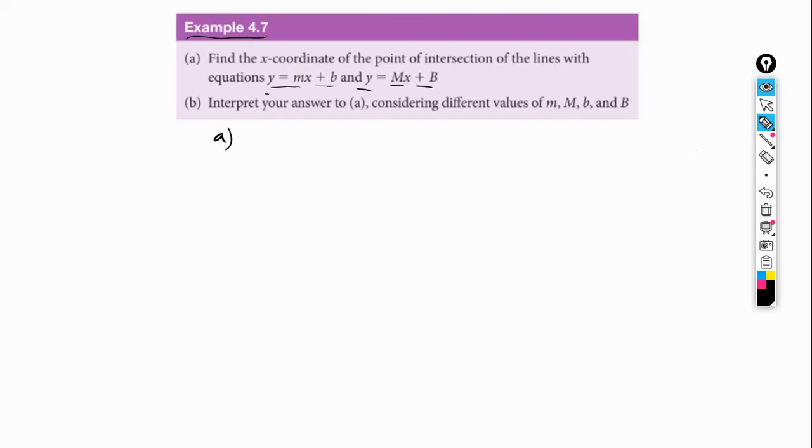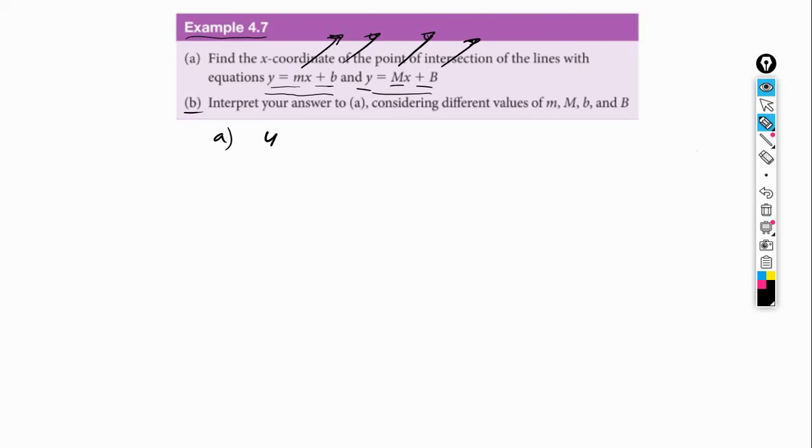First of all, notice that these equations are in slope y-intercept form. So lowercase m is the slope of this line, and lowercase b is its y-intercept. Uppercase M is the slope of the second line, and uppercase B is the y-intercept of the second line. That is what we're going to use to interpret the answer for part B. But how do we find the x-coordinate? We can solve this like a system of equations using substitution.